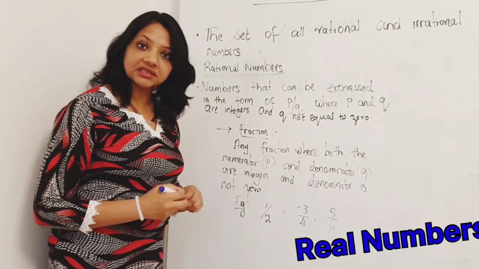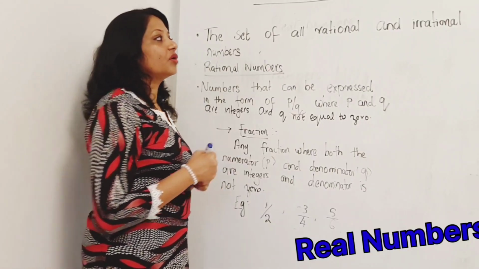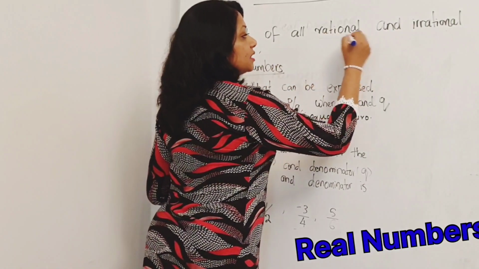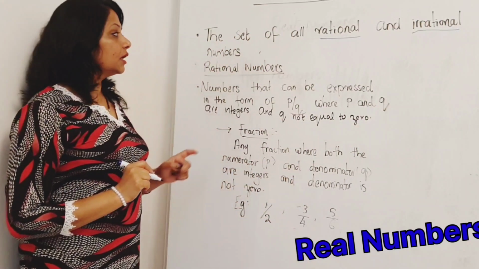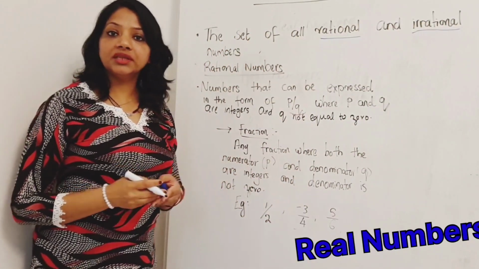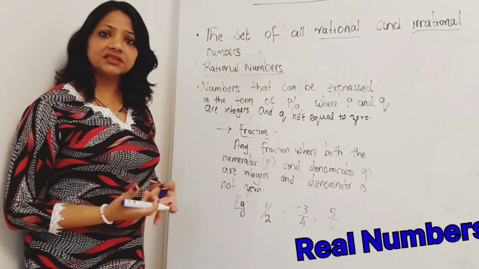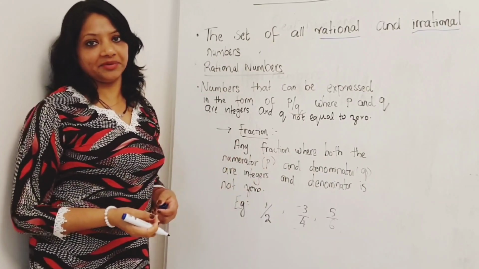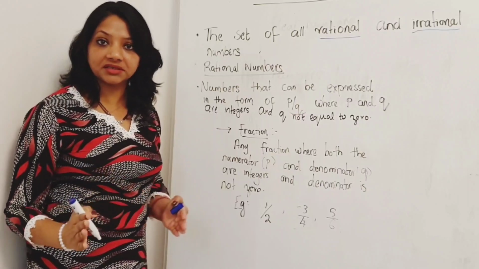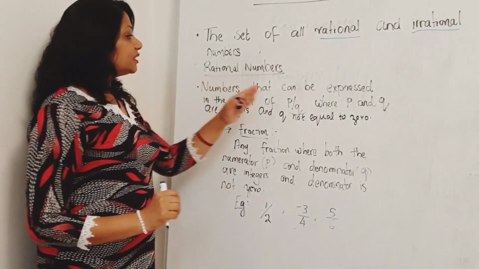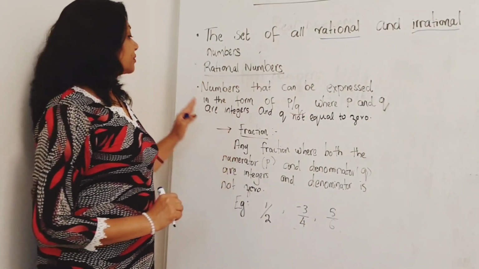Real numbers are the set of rational numbers and irrational numbers. Then you're going to ask what is a rational number and what is an irrational number. You should know what a rational number is. So what is a rational number?